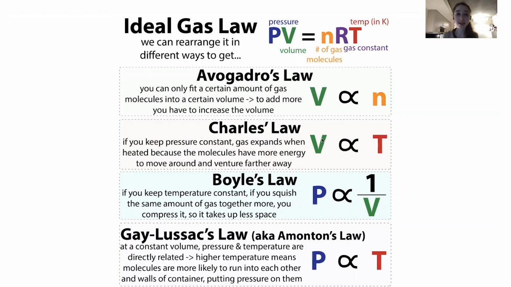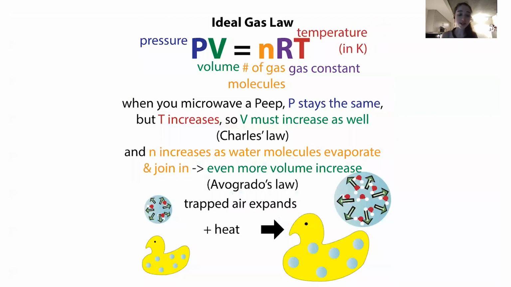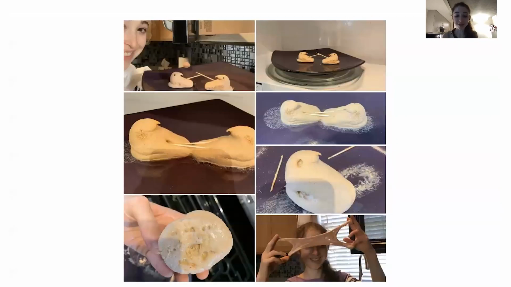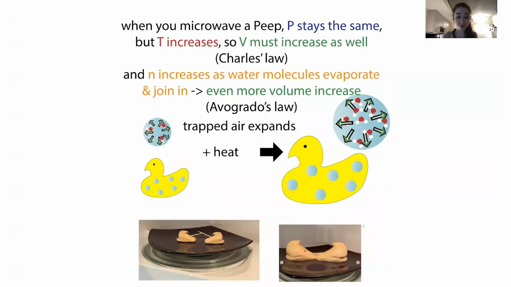And so these different ways that we can arrange this equation, and this overall equation is called the ideal gas law. And we can demonstrate this ideal gas law using Peeps and sticking them in the microwave to do a sort of Peep experiment.